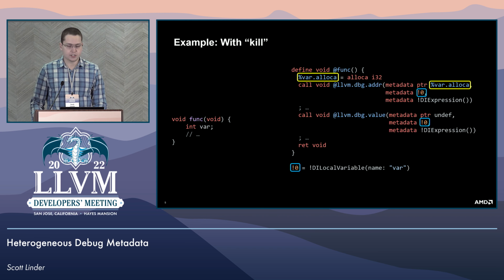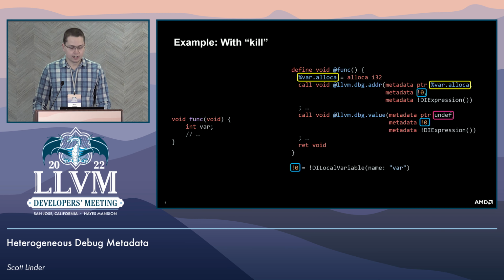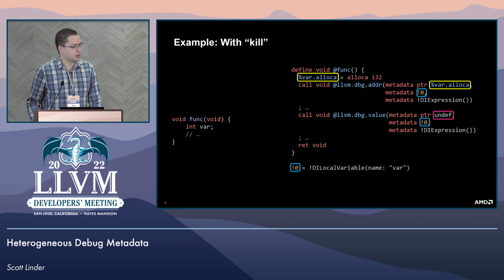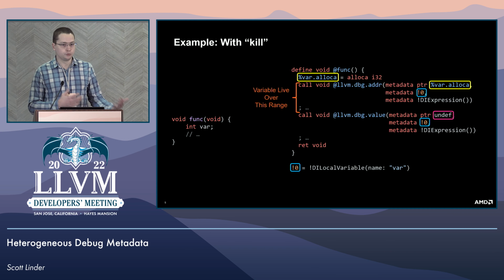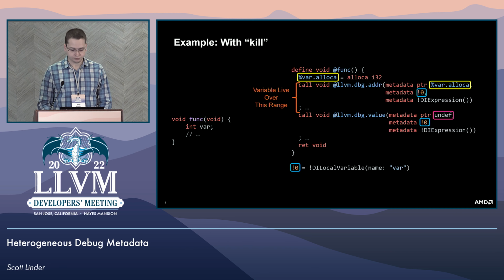The first one still refers to that SSA value for the alloca. And to say the variable's not available anymore, you can use undef. And effectively, this defines a range over which the variable is available in that location. The compiler could also use any other SSA value to effectively say that it's moved from one location to another.